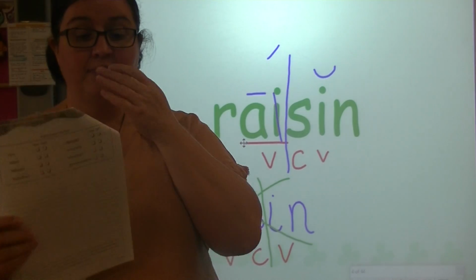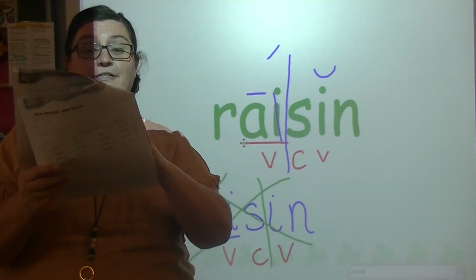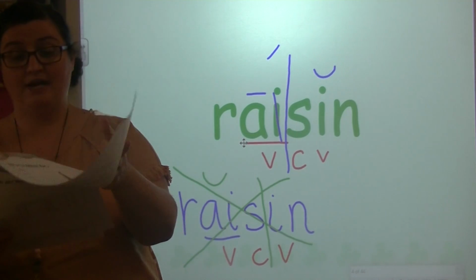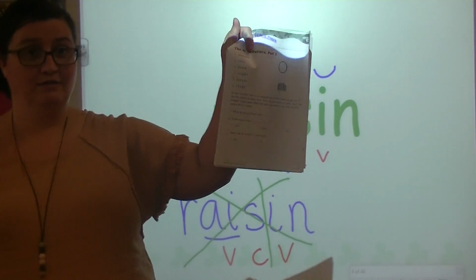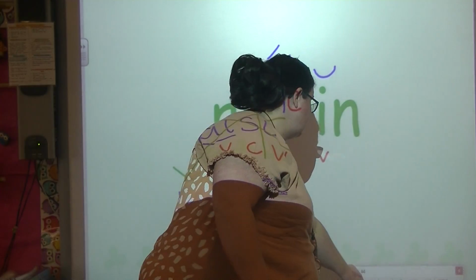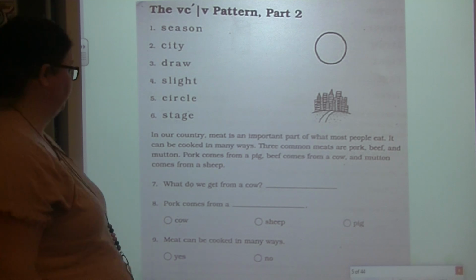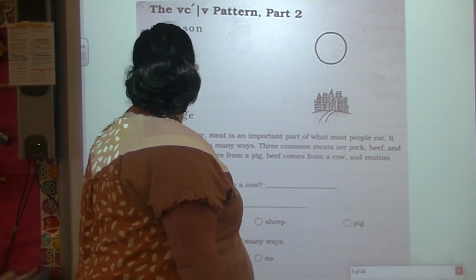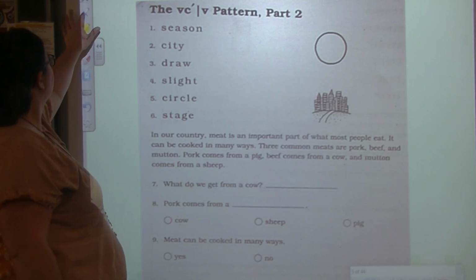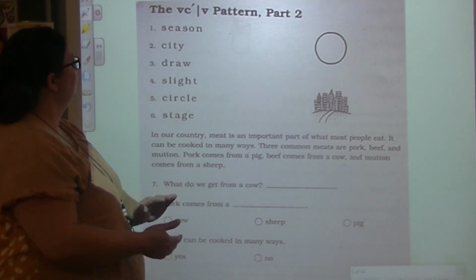All right, now, if you have the copied pack, your paper is in front. Okay, you'll turn back for your syllables. Practice. Part 2. All right. Let's code. Number 1.